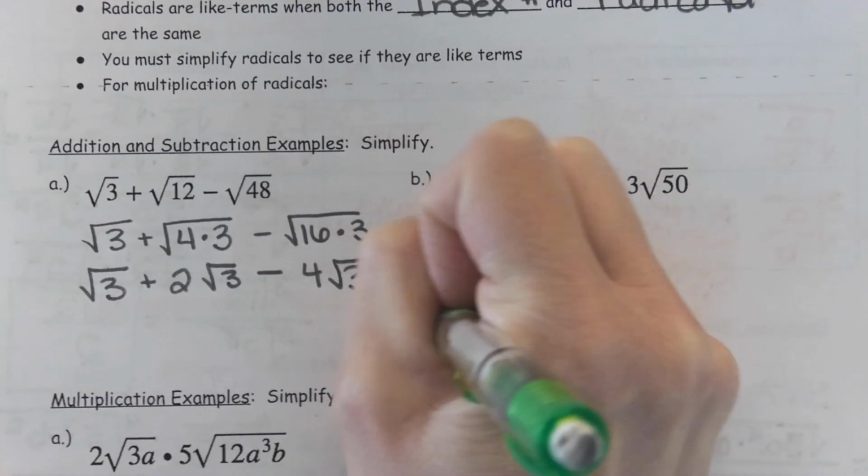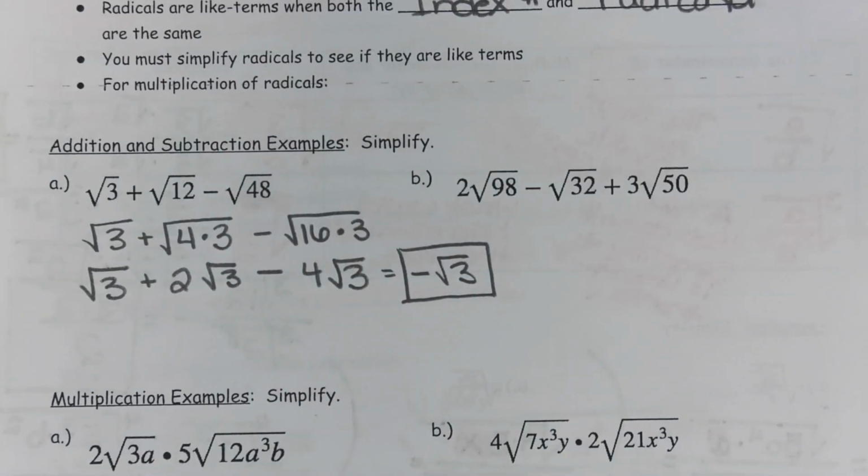So the root 3's are almost like a unit to me in a way, right? Like oranges or inches or whatever. So you're not going to do anything with the root 3. It's just coming along for the ride.